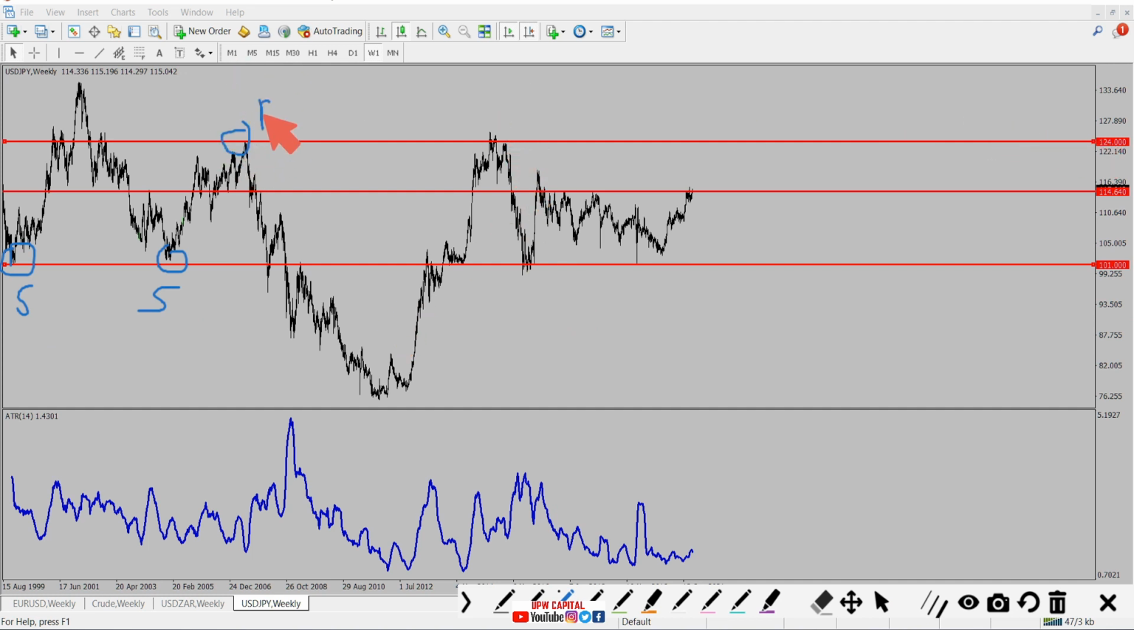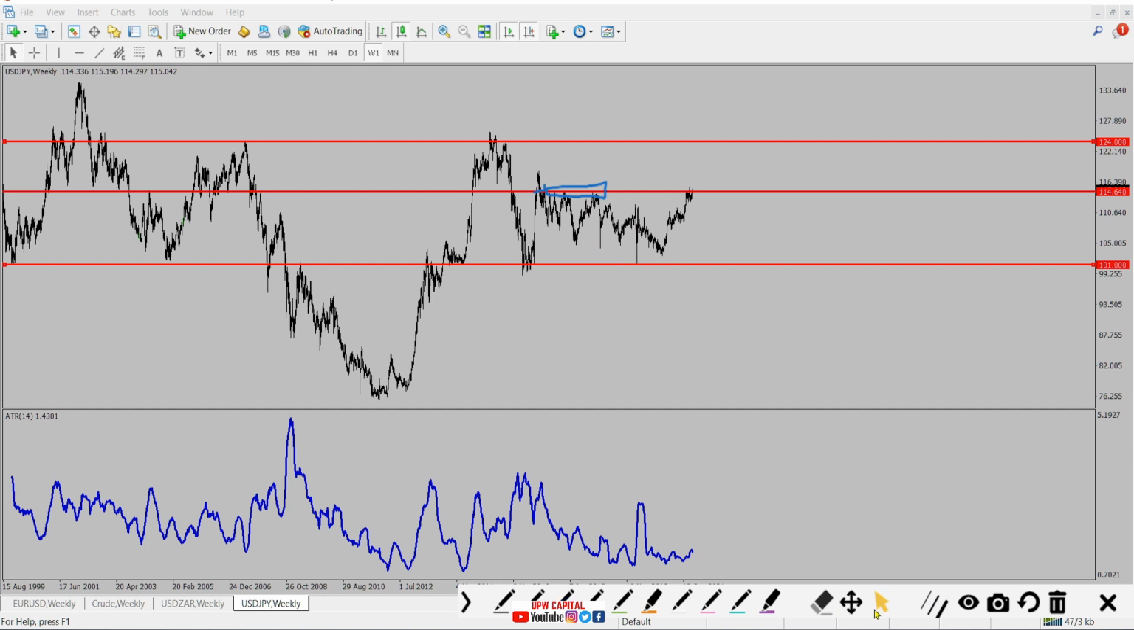124, resistance, important. 114, in the past we've had multiple rejections or resistance at this level.